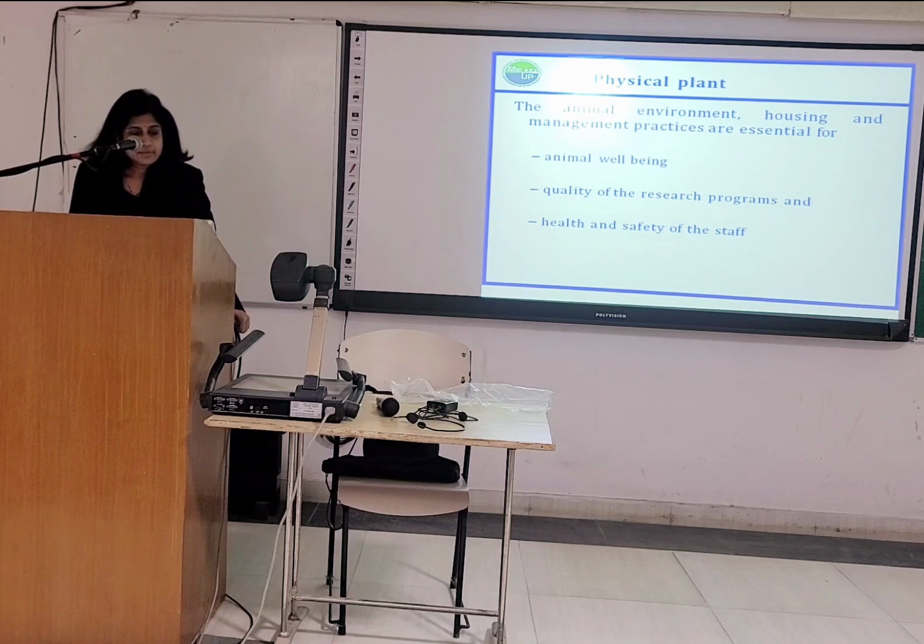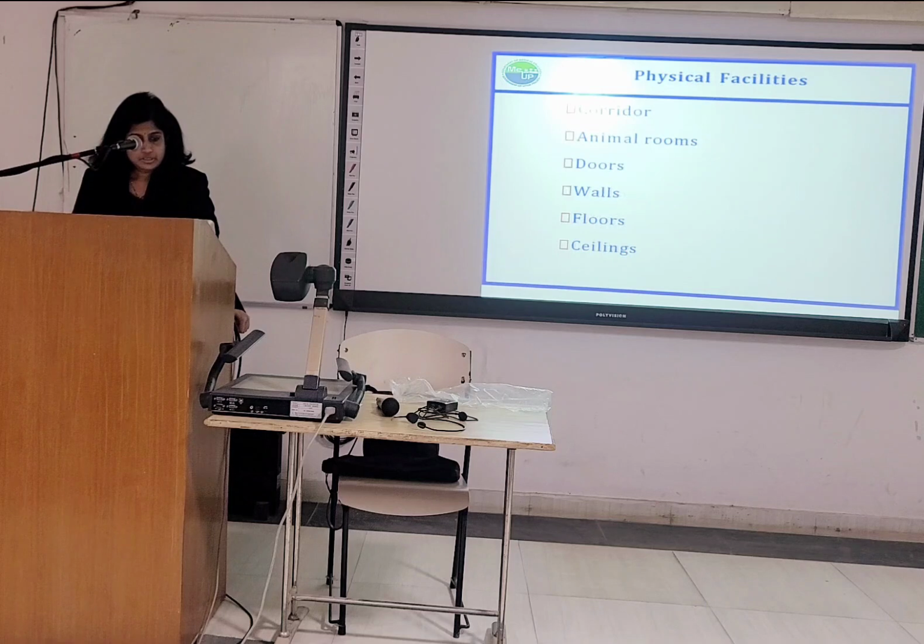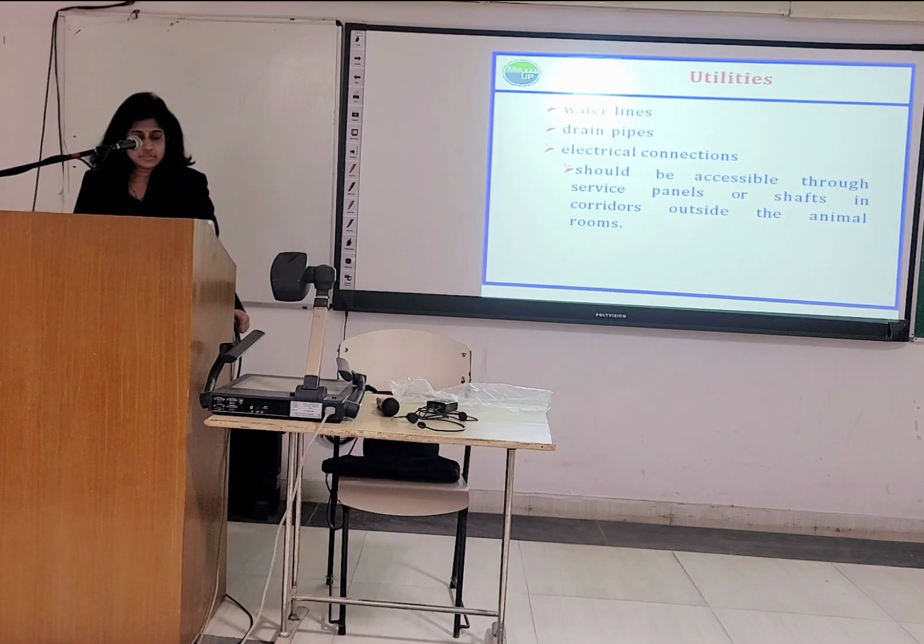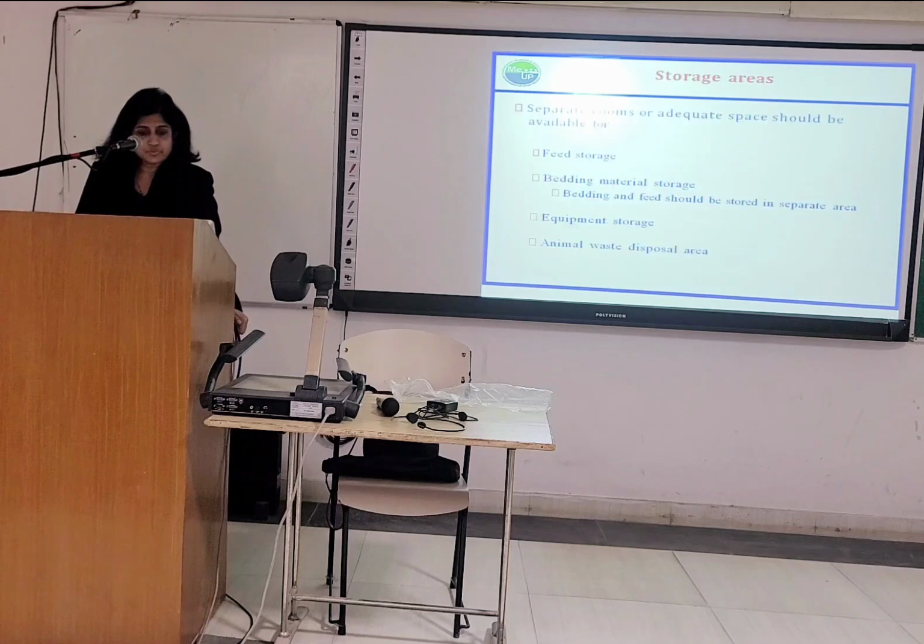Now we come to physical plant. The animal environment, housing and management practices are essential for animal well-being, quality of the research programs, and health and safety of the staff. The physical facilities include corridors, animal rooms, doors, walls, floors and ceilings. Utilities include water lines, drain pipes, electrical connections. Electrical connections should be accessible through service panels or shafts in corridors outside the animal rooms.